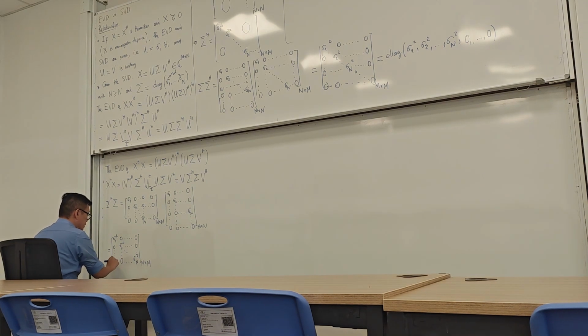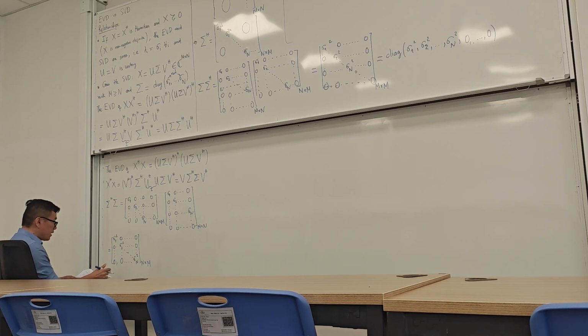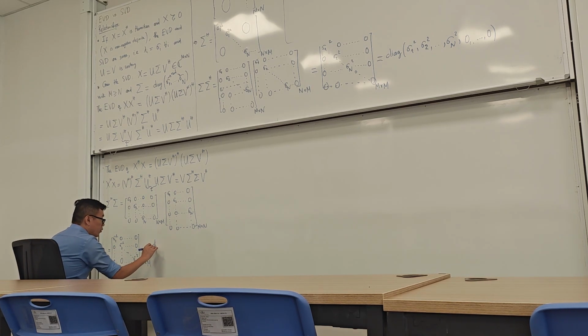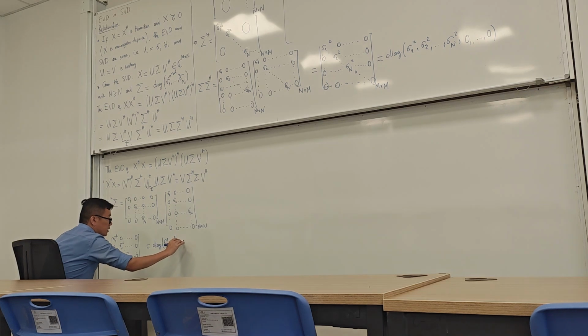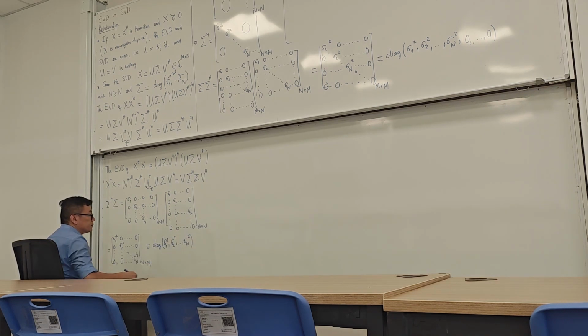Okay, it matches like this. So basically, people can write the following: diagonal of sigma 1 squared, sigma 2 squared, and so on to sigma n squared.